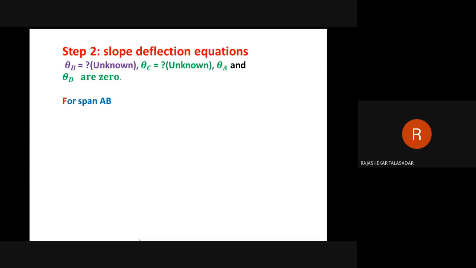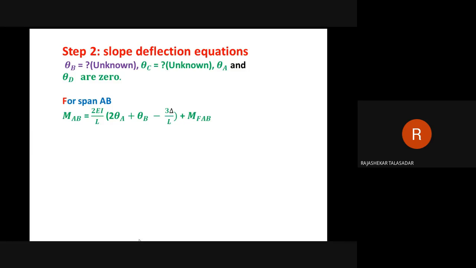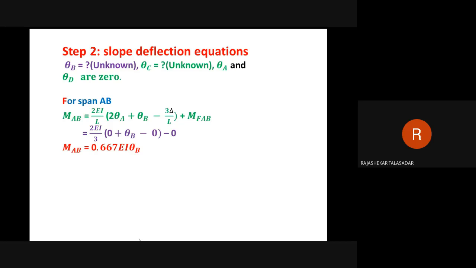Okay. Now, for span AB, what is the slope deflection equation? MAB equals 2EI by L into bracket 2 theta A plus theta B minus 3 delta by L plus MFAB. Let me substitute the values of theta A, theta B, delta and MFAB. Here you know that theta A is 0, delta is 0, MFAB is 0. Right? Only unknown is theta B. And L, the length or height of the column, is 3. So if you simplify this, you are going to get 0.667 EI theta B.